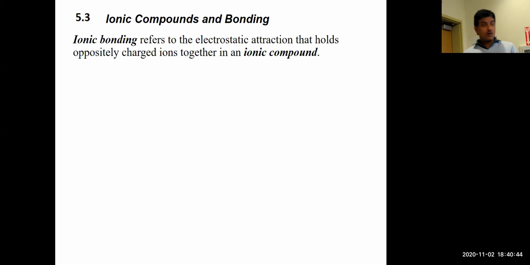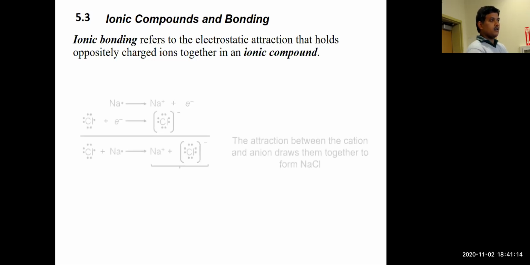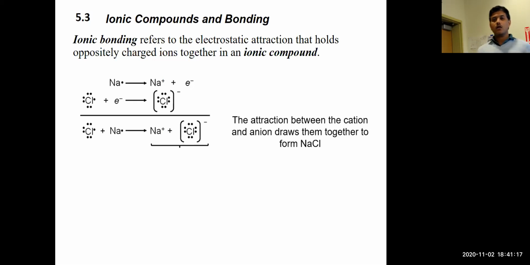So let's talk about what ionic bonding is. Ionic bonding basically refers to the electrostatic attraction between a positively charged cation and a negatively charged anion. The electrostatic attraction between these oppositely charged species holds these ions together, and that we call an ionic compound. An example of an ionic compound you see here is sodium chloride.